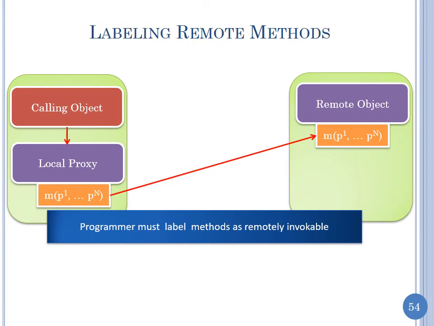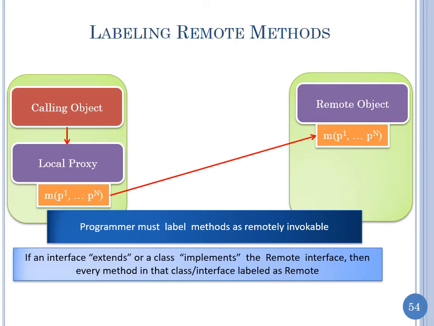Not all methods of a class are going to be available to the world, to other processes, just as not all methods of a class are available to classes in the same process. It's even more important that not all methods be available to remote processes. Even if they are public, they're not necessarily available. So you can label methods as remotely invocable, and the labeling is done through a remote interface. You put all the methods that you want to invoke remotely in remote interfaces, and it's only those methods that will be invoked remotely.